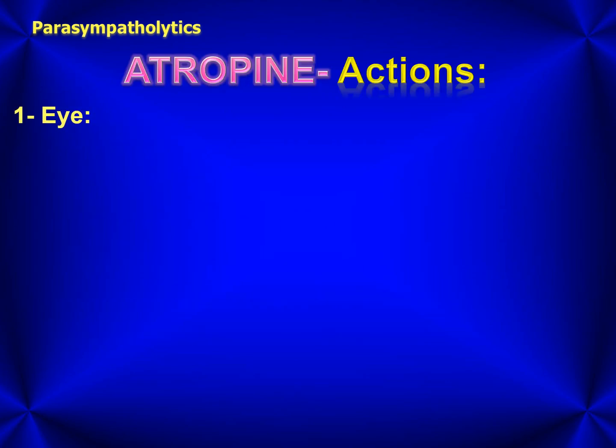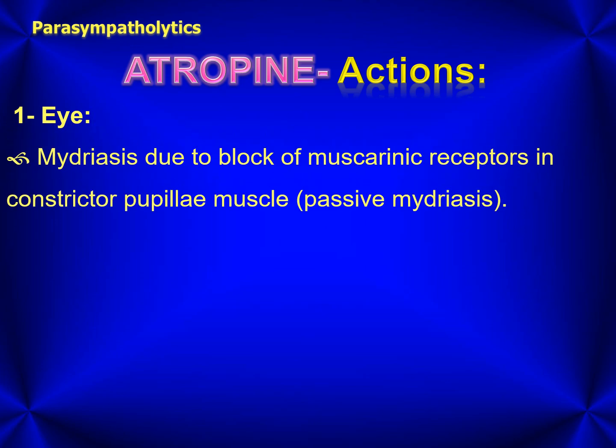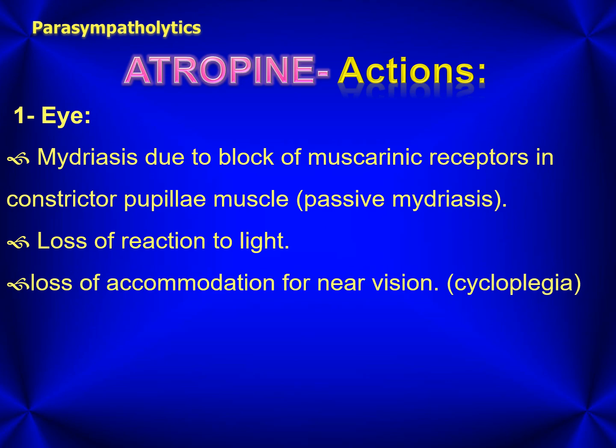Pharmacological actions. On the eye, mydriasis due to block of muscarinic receptors in the constrictor pupillary muscle. This is called passive mydriasis. So, the light reflex will be lost. There is no reaction to light. There is no miosis in response to light. They produce relaxation of the ciliary muscle, which is called cycloplegia or paralysis of the muscle, and this will produce loss of accommodation for near vision.